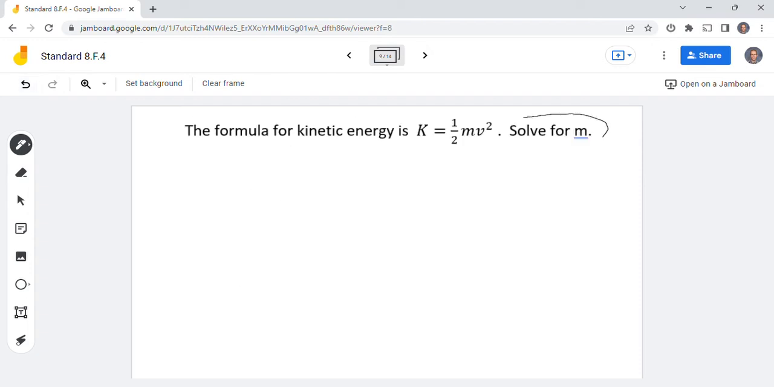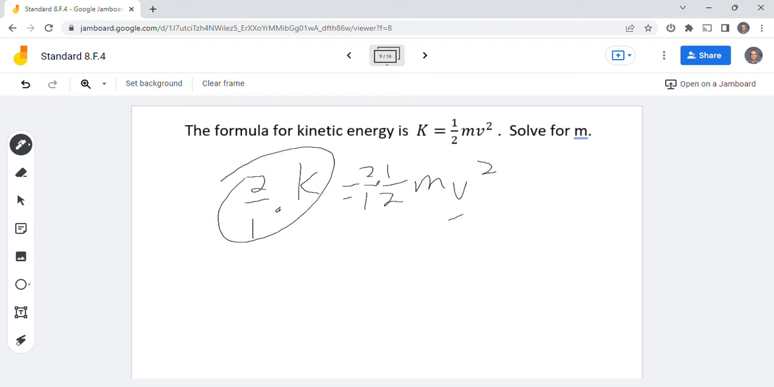We're solving for m on this one. That means the m right here needs to be isolated. So we have to get rid of this 1/2. We have to get rid of the v squared. Now if you take a look at this notation on the right-hand side, the 1/2 is being multiplied to the m, and so is the v squared, so we can undo everything with division. We're going to divide by 1/2, and we know that dividing by 1/2 is the same thing as multiplying by 2 over 1. We multiply by the reciprocal.